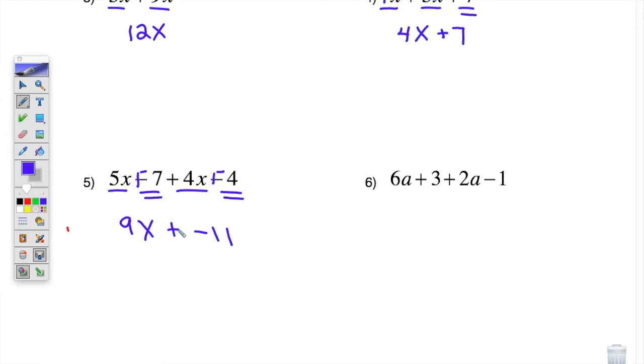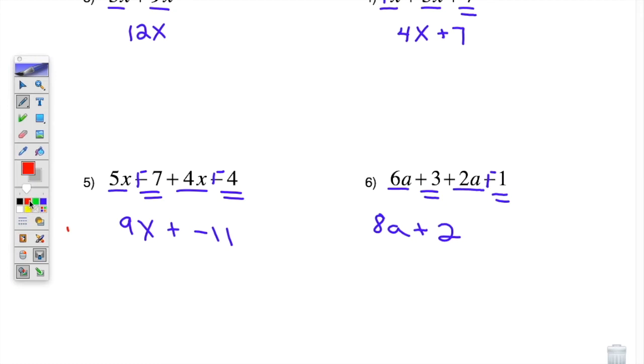Number 6, 6a plus 3 plus 2a minus 1. Start by changing subtraction to add the opposite. I'm going to combine like terms. So I have 8a, plus 3 plus a negative 1 to give me 2. So my answer is 8a plus 2.